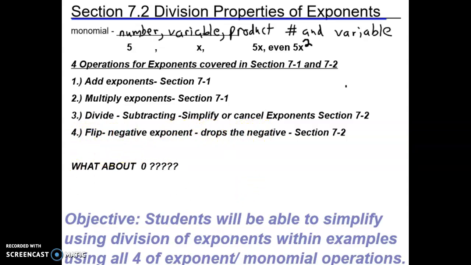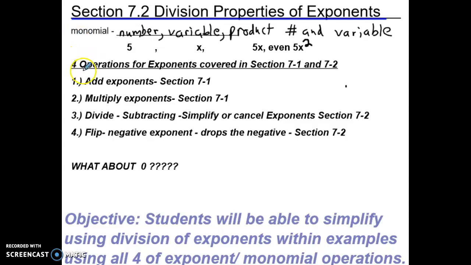What about 0 as an exponent? We will also mention that. That is in here too. And we also have the objective: students will be able to simplify using division of exponents within examples using all 4 of the exponent and monomial operations. So let's talk. I just do want to mention anything raised to the 0 is the easiest thing. So that's 1. So x to the 0 is 1. 5 to the 0 is 1. Even variables to 0, always equals 1.